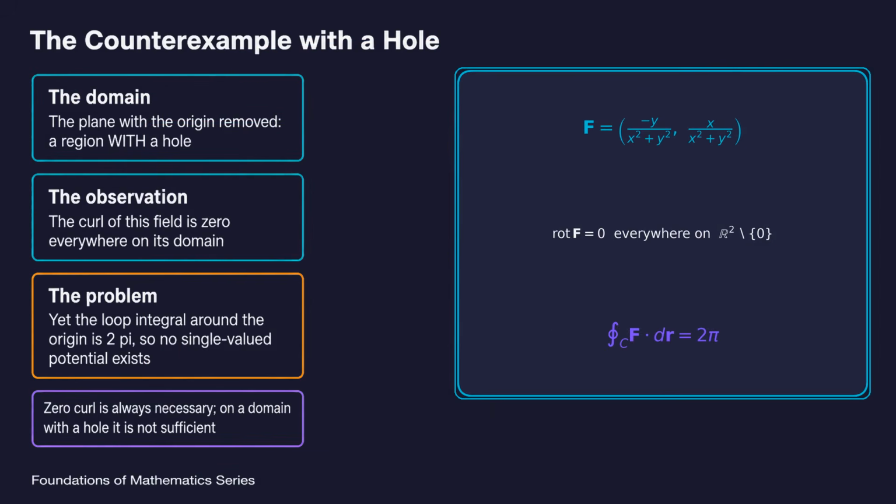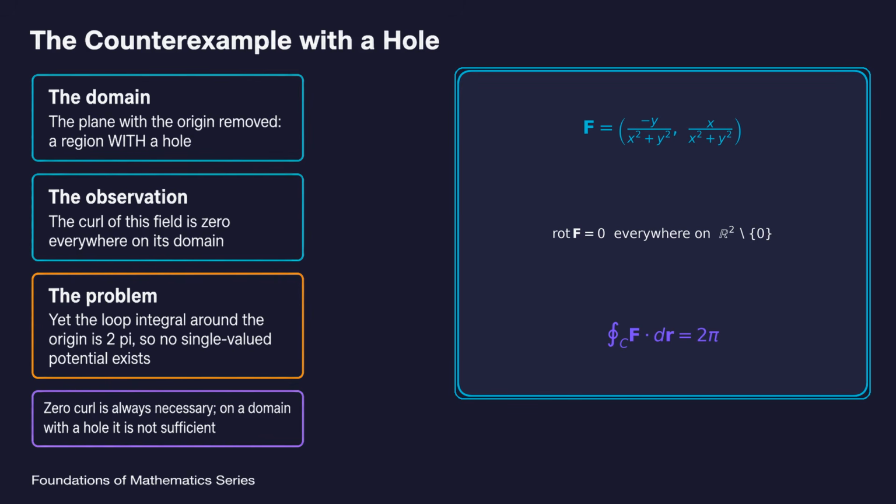Here is the counterexample. Take the field whose components are minus y over x squared plus y squared and x over x squared plus y squared. It is undefined at the origin, so its domain is the plane with the origin removed, which is a region with a hole. Compute the curl anywhere on that domain and you get 0. Every local test for conservativeness passes. And yet the loop integral of this field around any loop enclosing the origin equals 2 pi, not 0, so no single-valued potential exists. Going once around the hole changes the would-be potential by 2 pi.